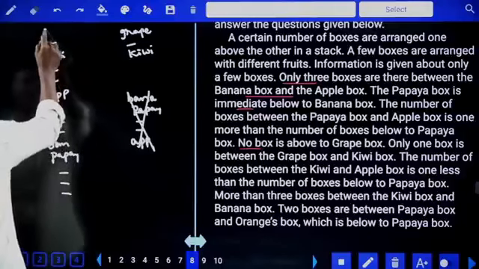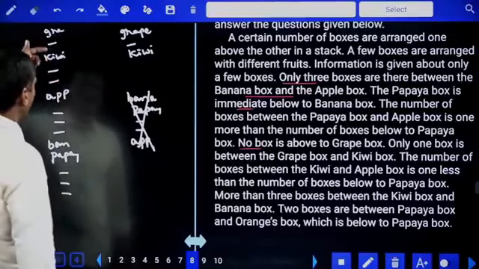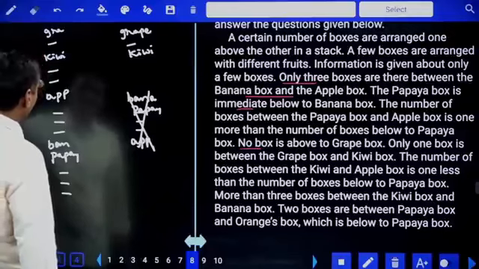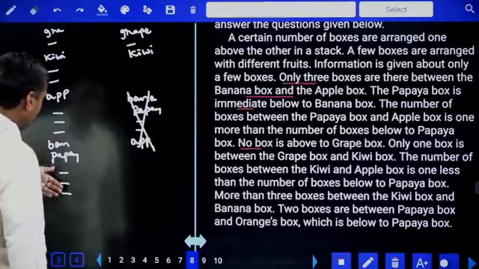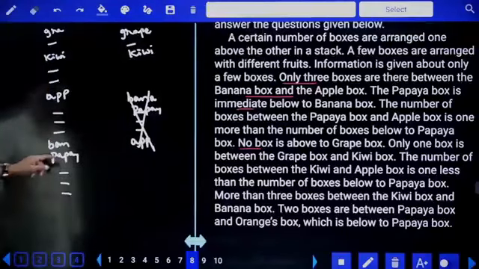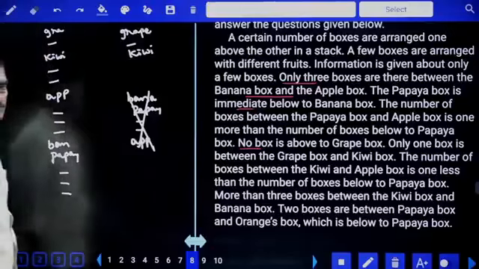Kiwi is here, blank, there is a grape. Then hence grape, next one blank, then kiwi, and next one there are 2 more blanks here, then apple, then 3 more, banana and papaya. Hence altogether this is the final arrangement. 14 boxes were there altogether.